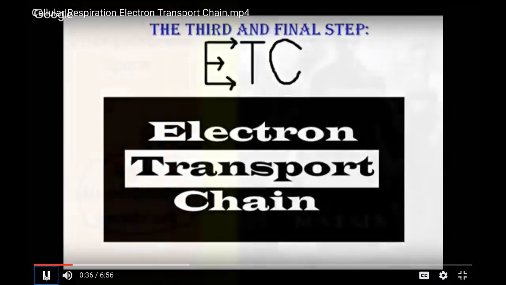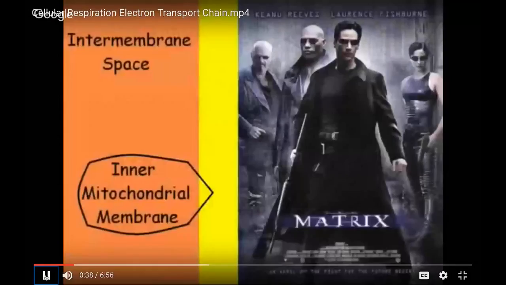ETC also takes place inside of the mitochondria. Hold on, Cody. Head up. Okay, everybody, eyes up here, please. Now, as you can see in this picture, we have the mitochondrial matrix, the inner part of the mitochondria, and the intermembrane space to the left. Here's the inner mitochondrial membrane in the middle. And we're going to see hydrogens going back and forth.